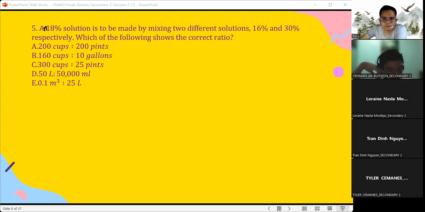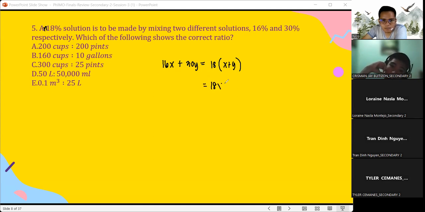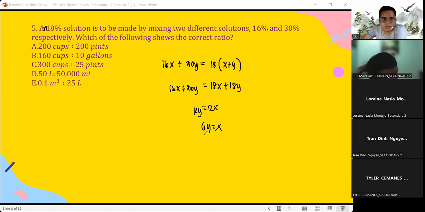Okay. So take note that if you have 16x plus 30y, it will result to 18% solution with x plus y volume, right? So let's simplify this one further. So this is 18xy. Okay, this is 16x plus 30y. So we'll have this one as 2x over 12y. So 6y is 2x, right?